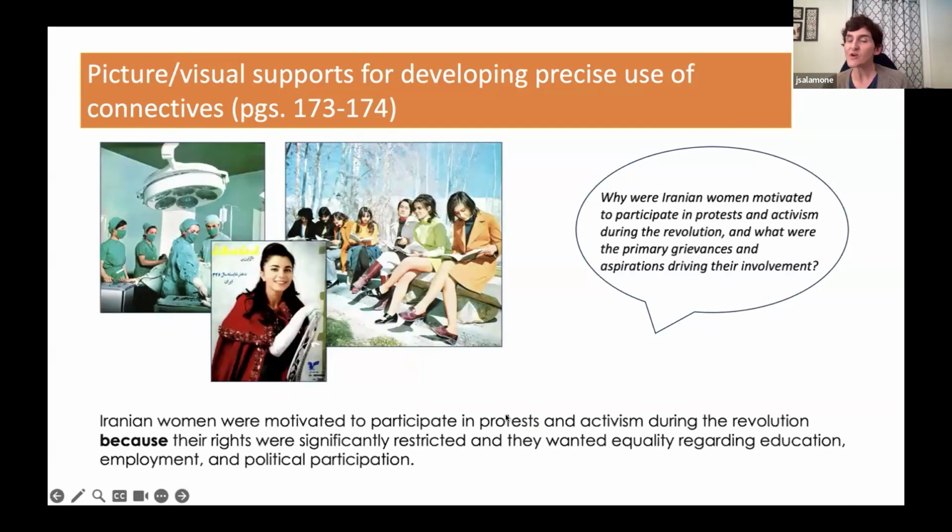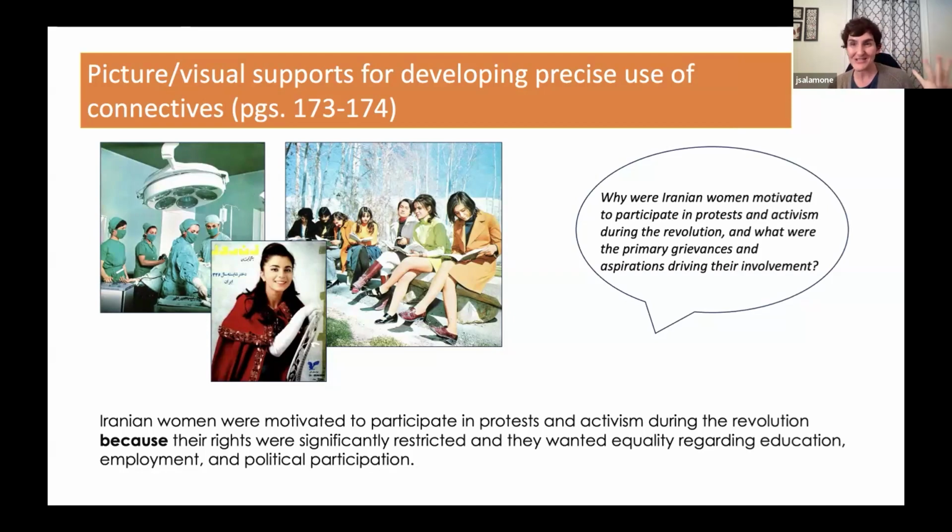But we can do this for our older learners too. I love some primary source authentic images. These are actually images of women in Iran before the revolution, used as a support for students reading Persepolis. And the question here is, why were Iranian women motivated to participate in protests and activism during the revolution?